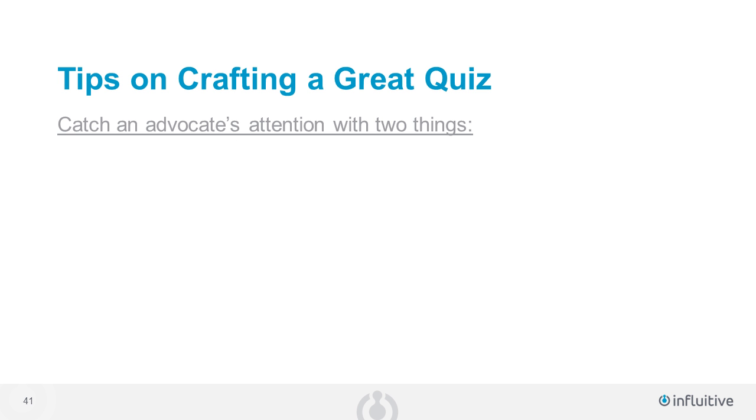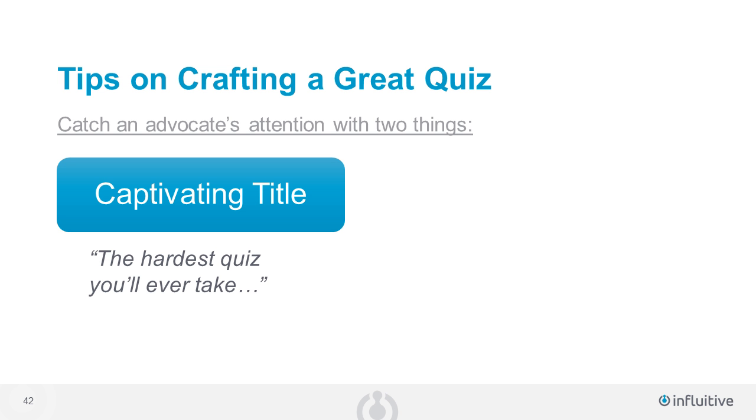Now, here are some actionable tips on creating a great quiz. If you want to catch an advocate's attention, do 2 key things. First, have a captivating title, such as the hardest quiz you'll ever take, and this immediately questions curiosity and inquiry. The choice and arrangement of words and how an audience perceives it can make or break an advocate's interest right away, so it's important to have that hook.